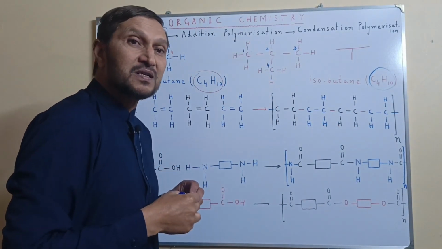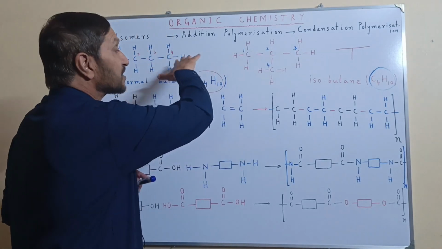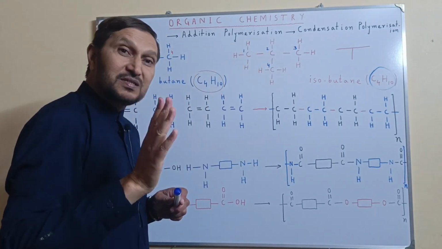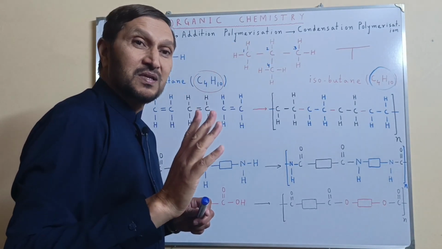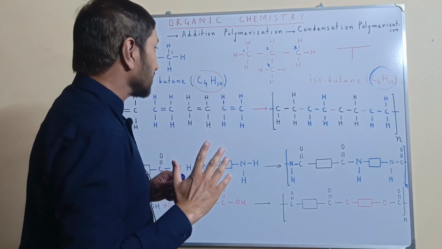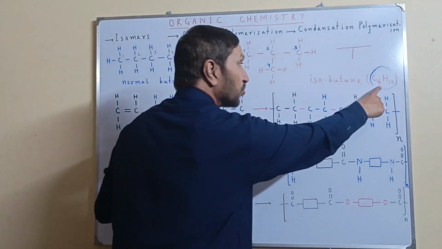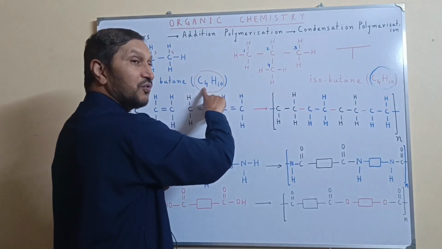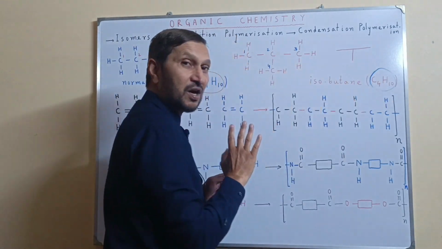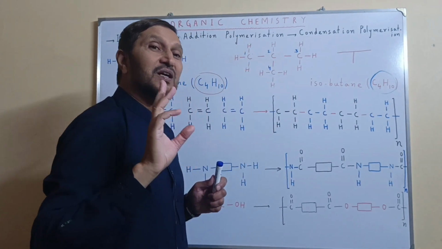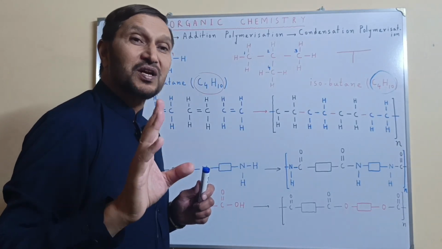But what is the difference? The difference is in their structure. So this is the concept of isomers. I repeat that isomers are organic compounds that have the same molecular formula, like in this case C4H10, C4H10 for butane, but different structural formula.